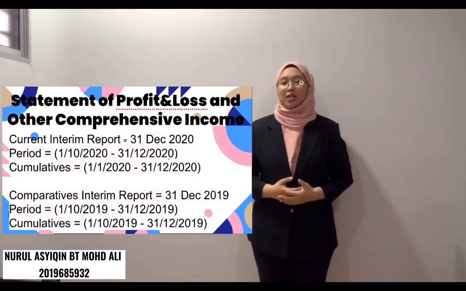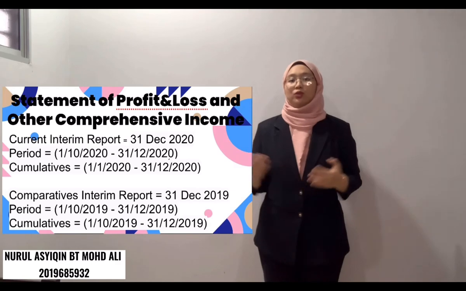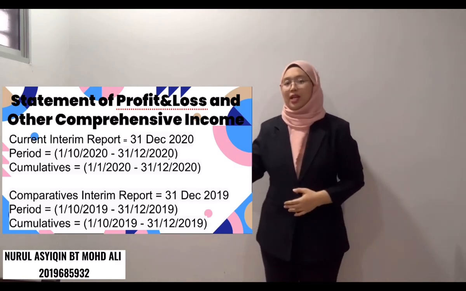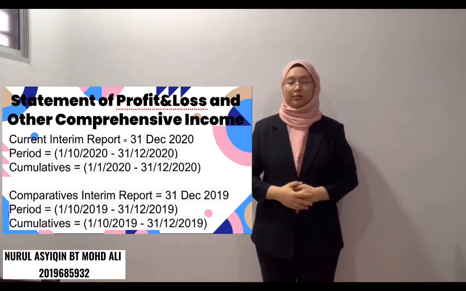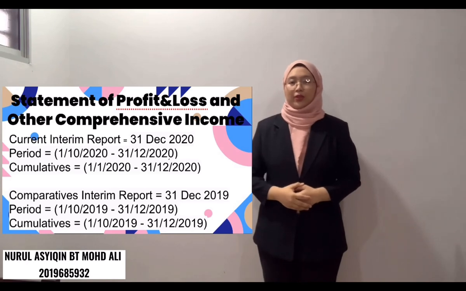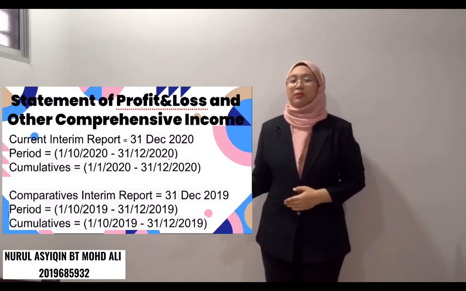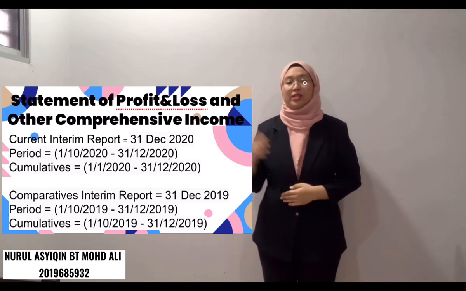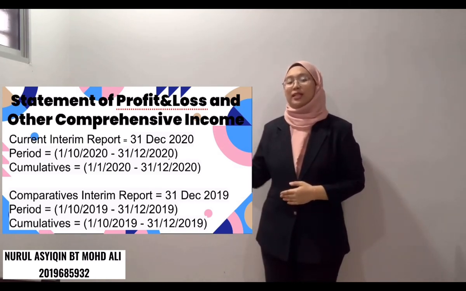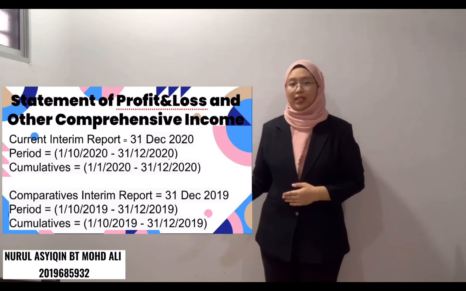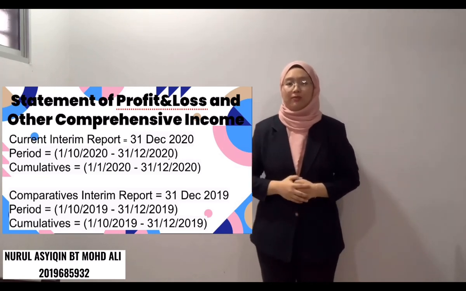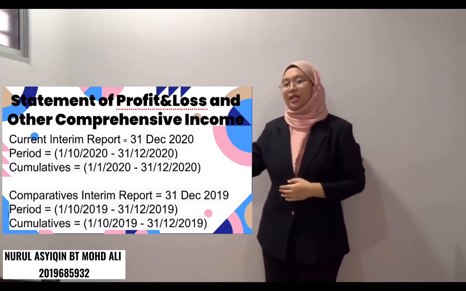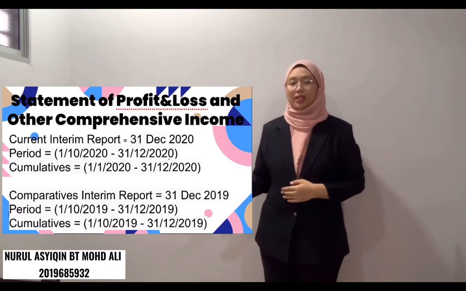Next is the statement of profit and loss and other comprehensive income, which will be divided into two, which is current and cumulative period. For the current interim period, the report will be on 31st December 2020, starting from 1st October 2020 until 31st December 2020. As for the cumulative, it will be from 1st January 2020 until 31st December 2020.